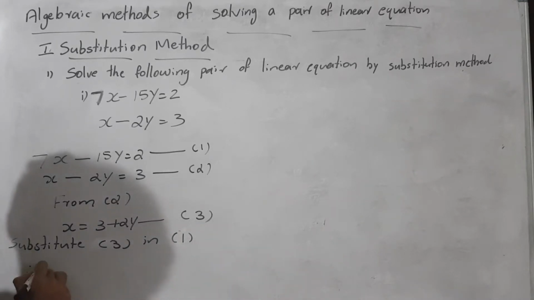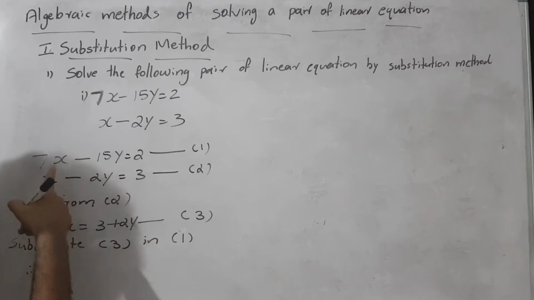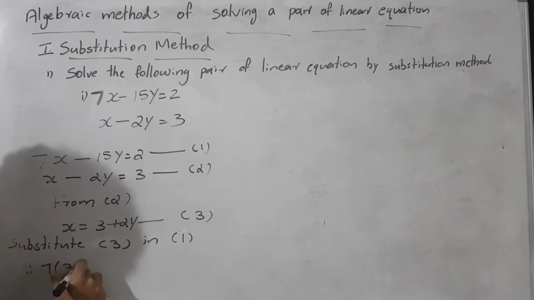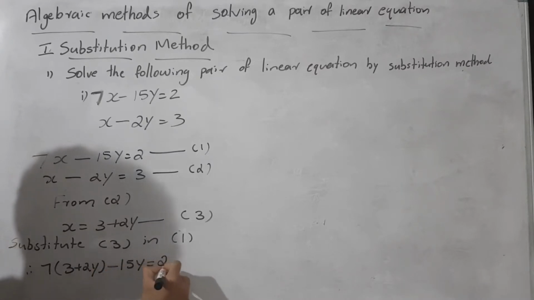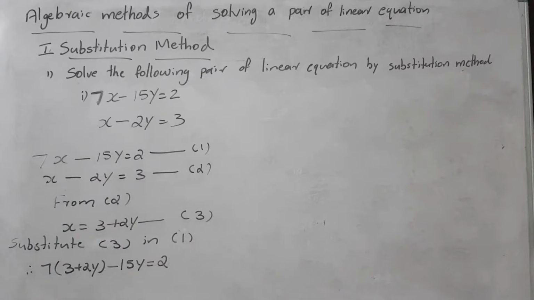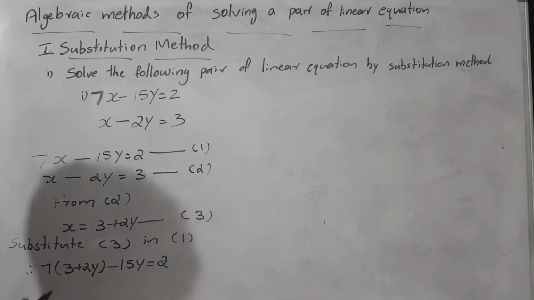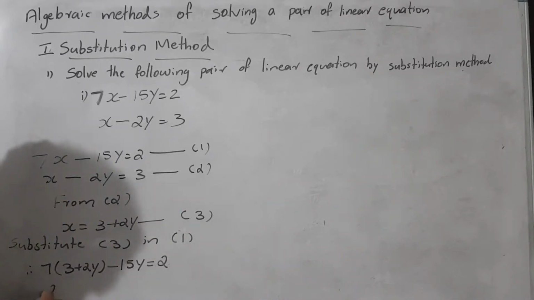Therefore 7 into, what is the value of x? x is equal to 3 plus 2y, minus 15y is equal to 2. 7 into 3 plus 2y, minus 15y is equal to 2. The next step, just expand the bracket. 7 into 3, 21, plus 7 into 2y, 14y, minus 15y is equal to 2.